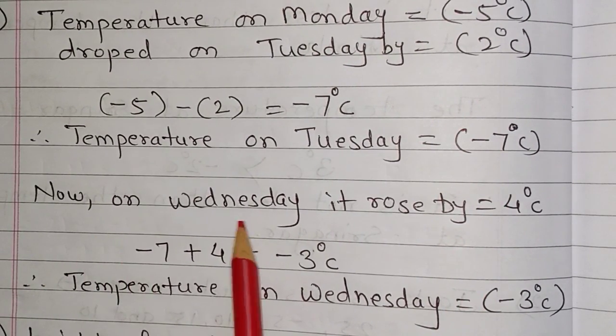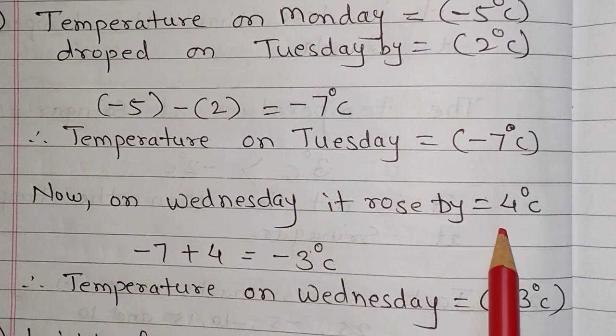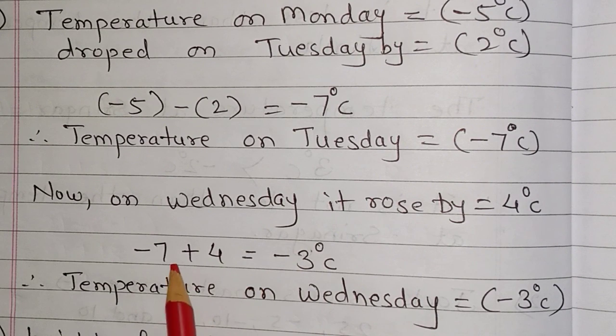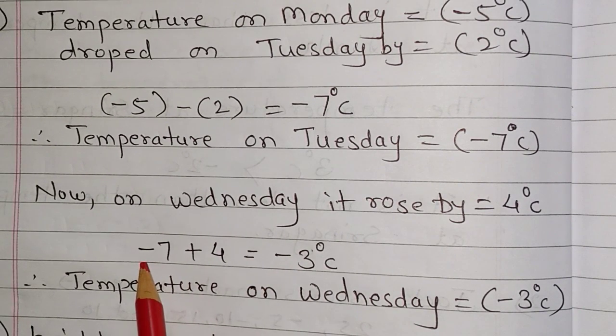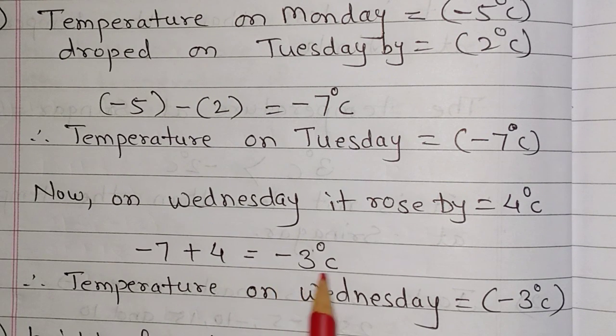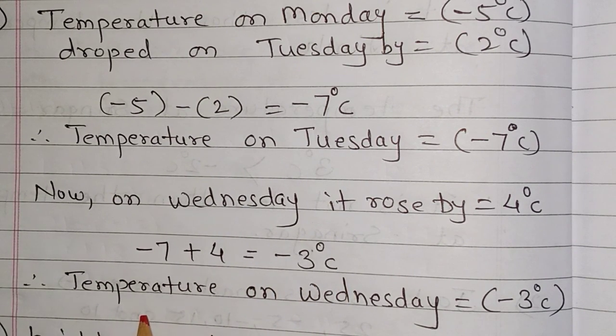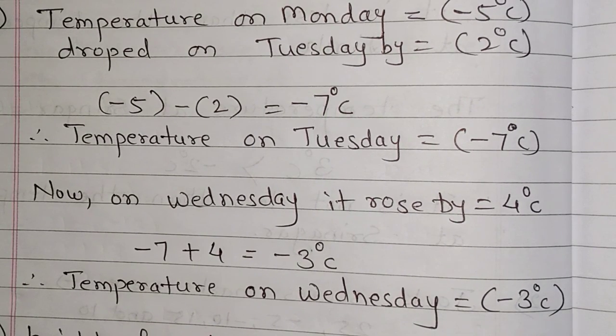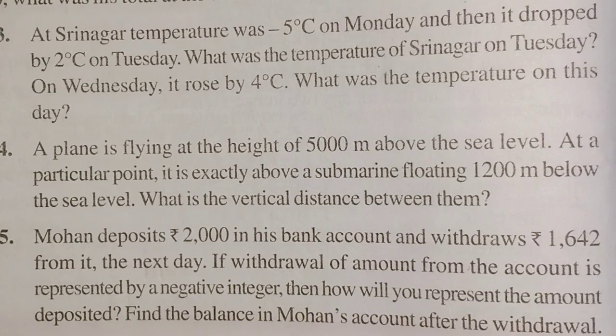Now on Wednesday it rose by 4 degree centigrade. It came up by 4 degree centigrade. So I will add minus 7 plus 4. That gives me minus 3 degree centigrade. Therefore temperature on Wednesday will be minus 3 degree centigrade. Let's move to next question.